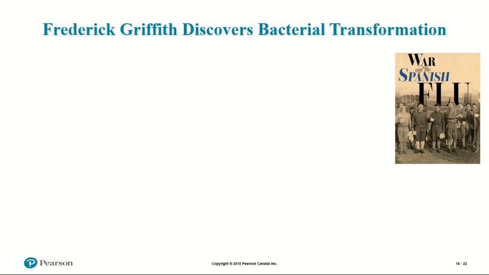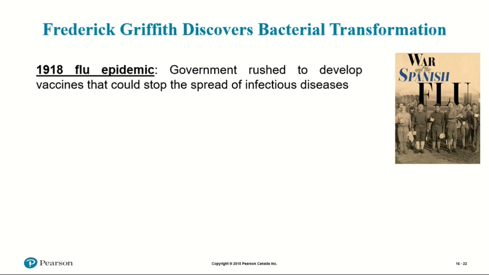Now I'm going to talk about how Frederick Griffith discovered bacterial transformation, and I think it's very relevant to what is happening right now to talk about the Spanish flu, because similar to the coronavirus, we had a flu epidemic, and it was so detrimental to all humanity that governments rushed to develop vaccines that could stop the spread of infectious diseases. And I'm going to tell you a little bit more about this pandemic.